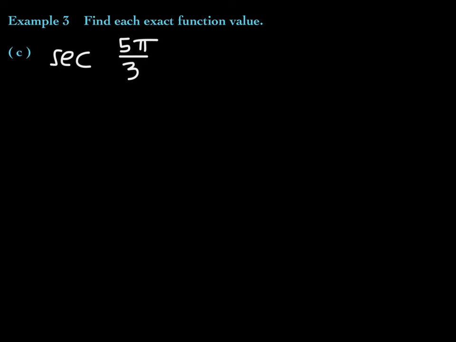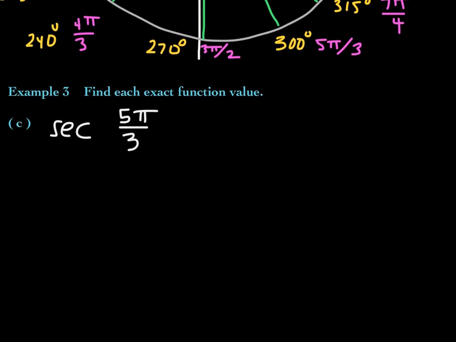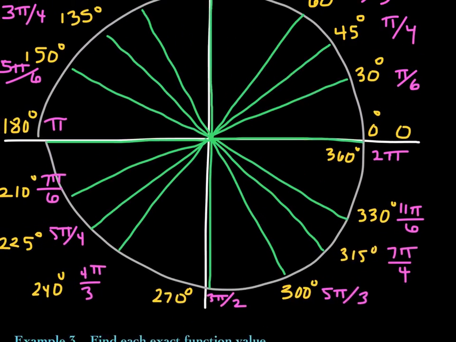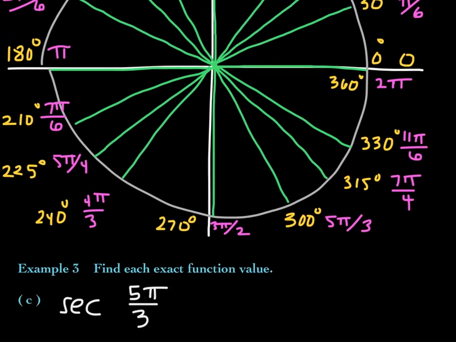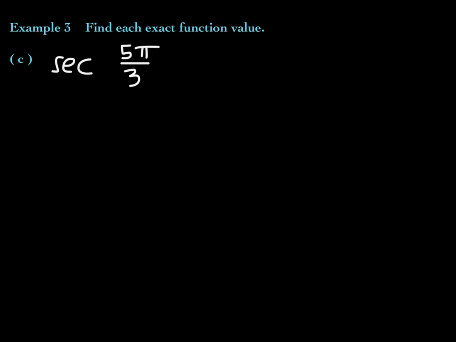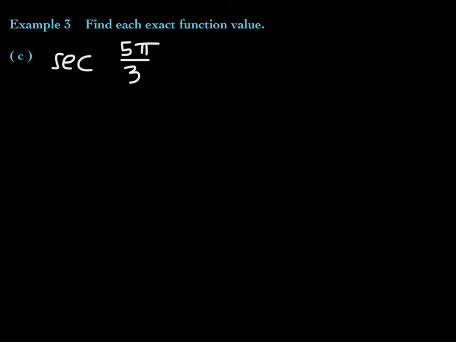Secant of 5 pi over 3. All right, let's find 5 pi over 3. Looking back at my circle here, and I found it. 5 pi over 3 is right here. 5 pi over 3 is equivalent to 300 degrees, which is in quadrant 4. Now, I know my final answer will be positive because secant is positive in quadrant 4. I know that because secant is a reciprocal of cosine, and cosine is positive in quadrant 4. Don't forget, all students take calculus. So cosine and secant are positive in quadrant 4.